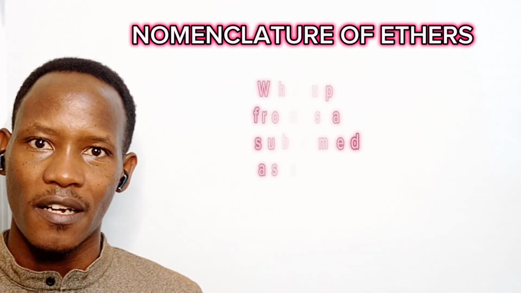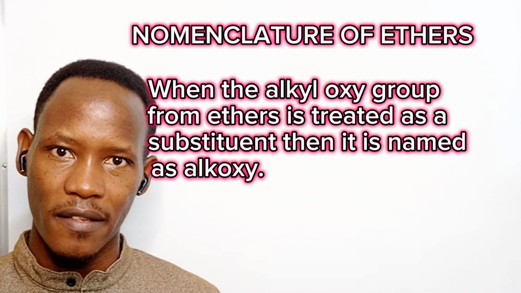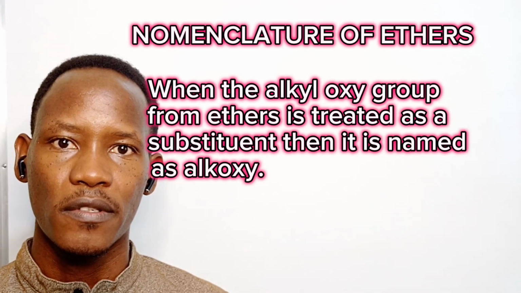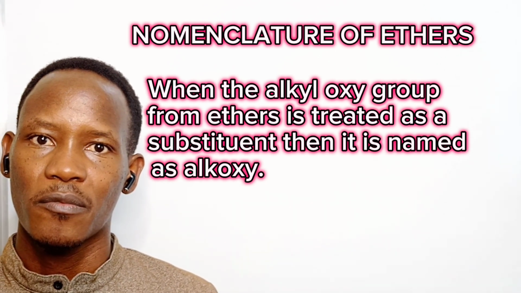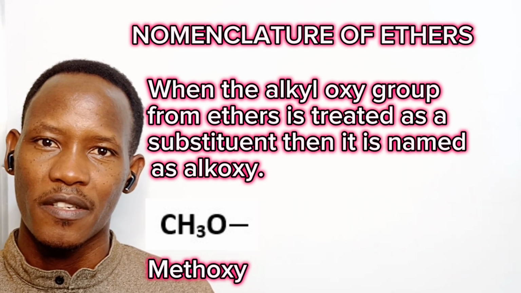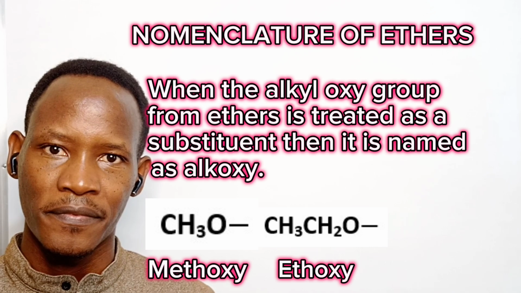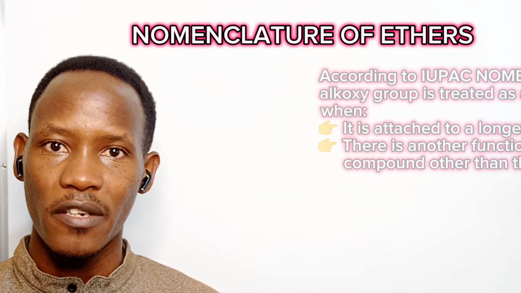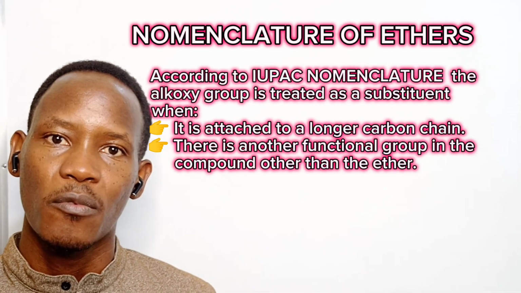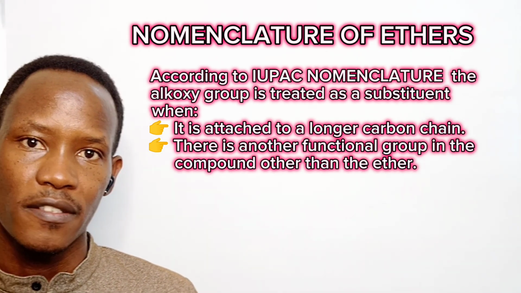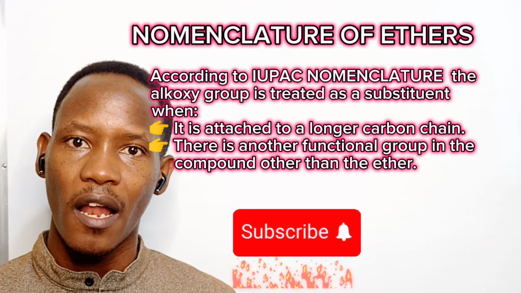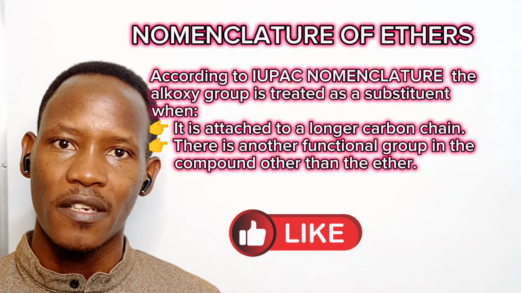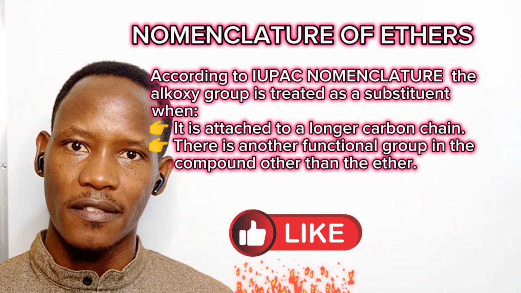Sometimes we may treat the alkyl oxide group of the ether as a substituent, and specifically it will be known as alkoxy. For example, displayed beside me, that one will be known as methoxy. Also displayed there will be ethoxy. And finally, displayed there also will be phenoxy. And when do we really treat this as a substituent? We treat it as a substituent in two cases. The first case is when the compound has another longer carbon-carbon chain as compared to the carbon chain associated with the alkoxy group.